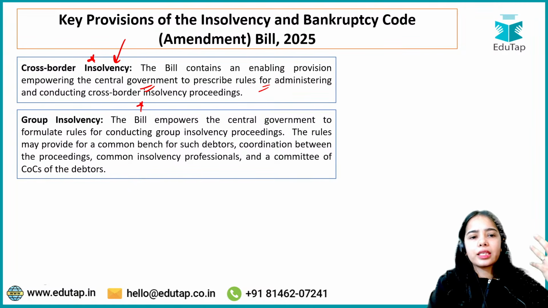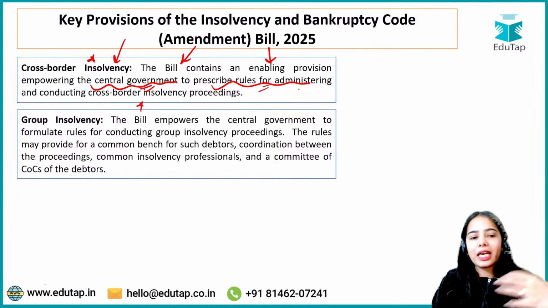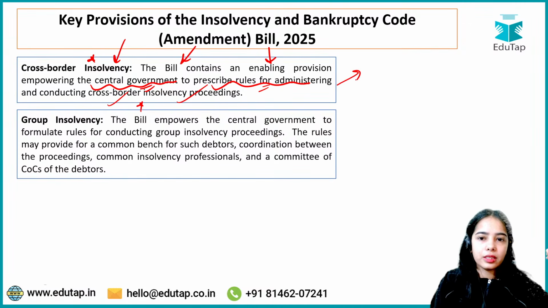Let's see how it comes out, if the central government will make the rules or not. But for now, the amendment has enabled the provision empowering the central government to prescribe rules for administering and conducting cross-border insolvency proceedings under the Insolvency and Bankruptcy Code of 2016.